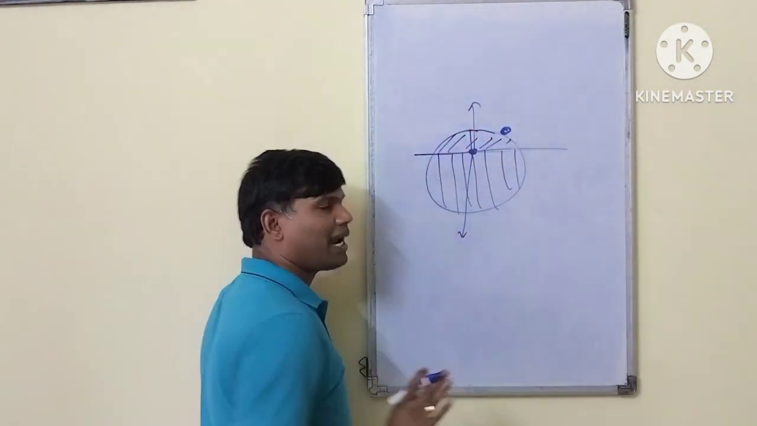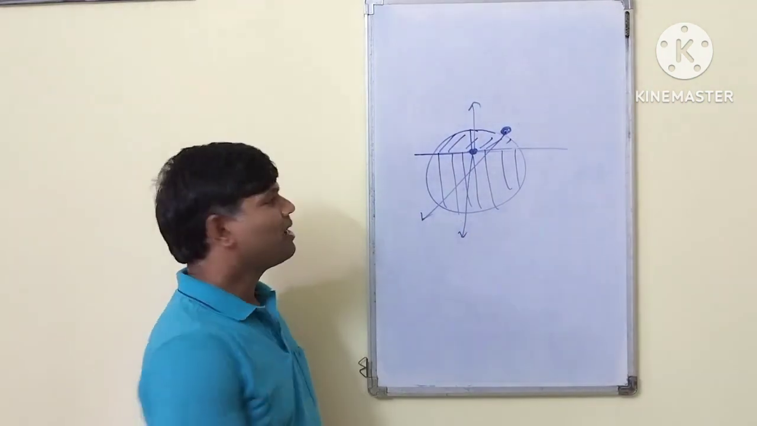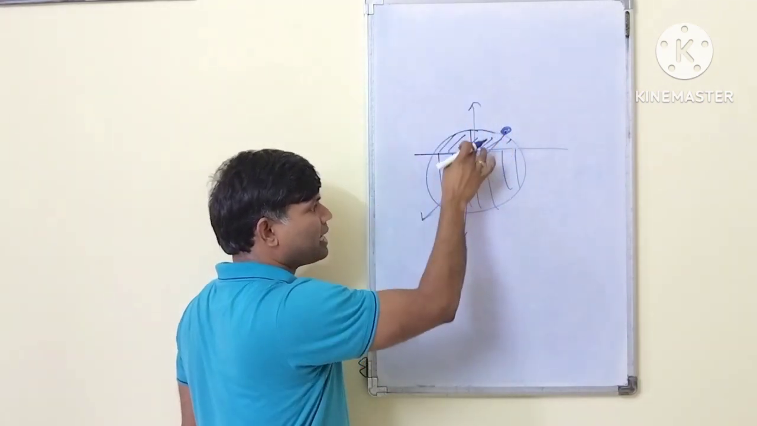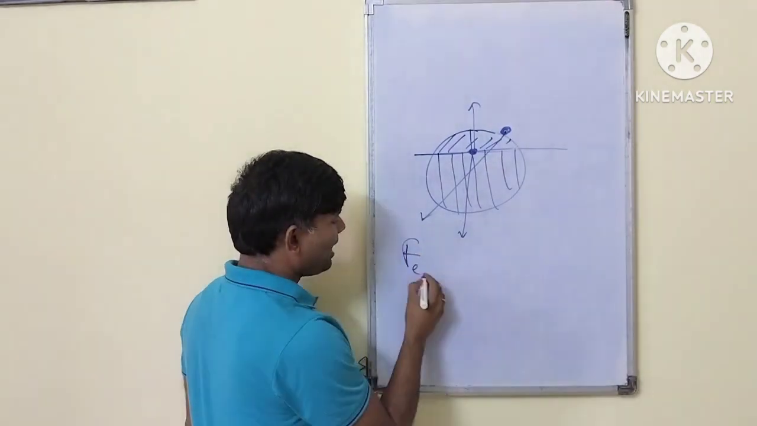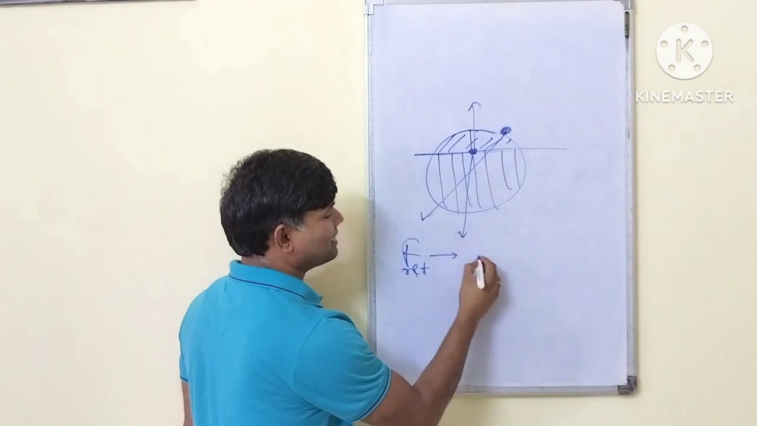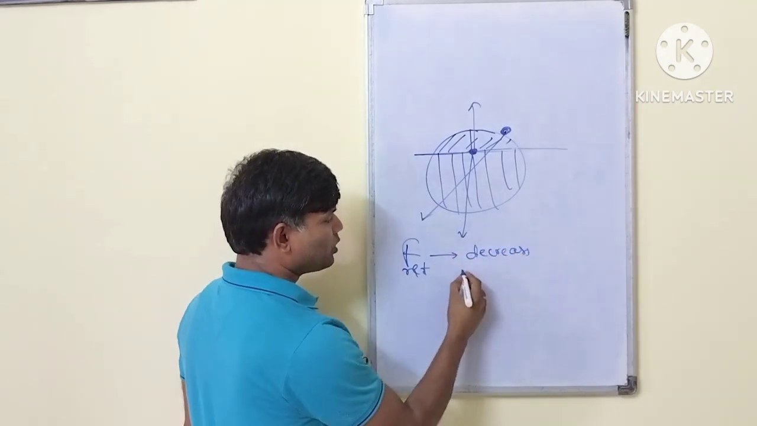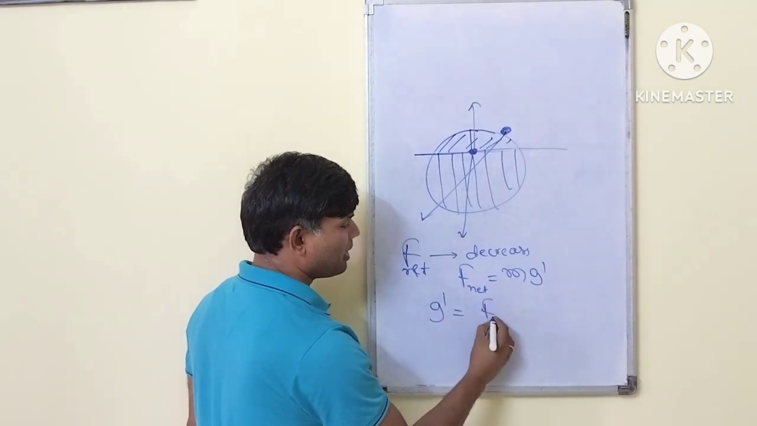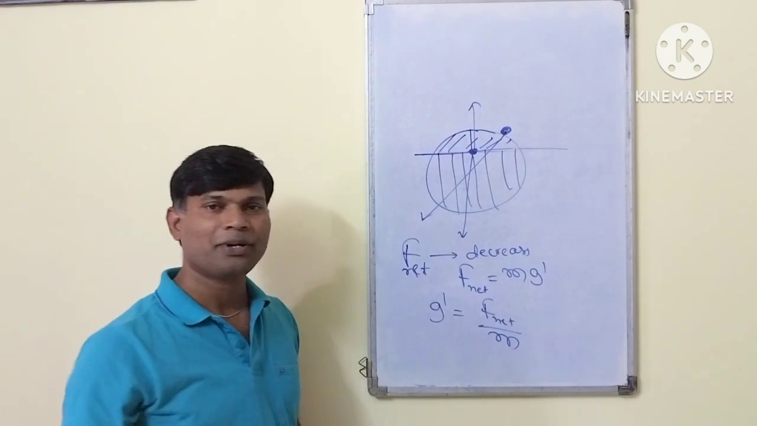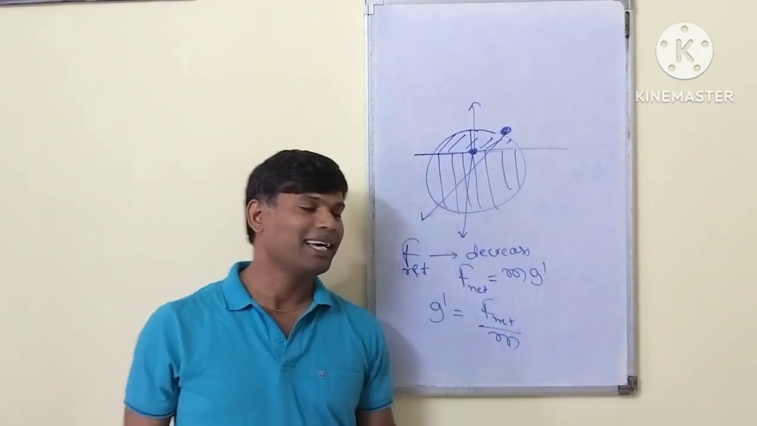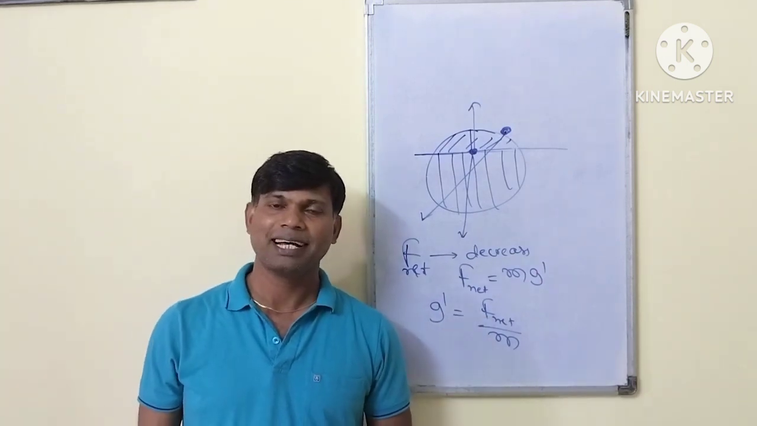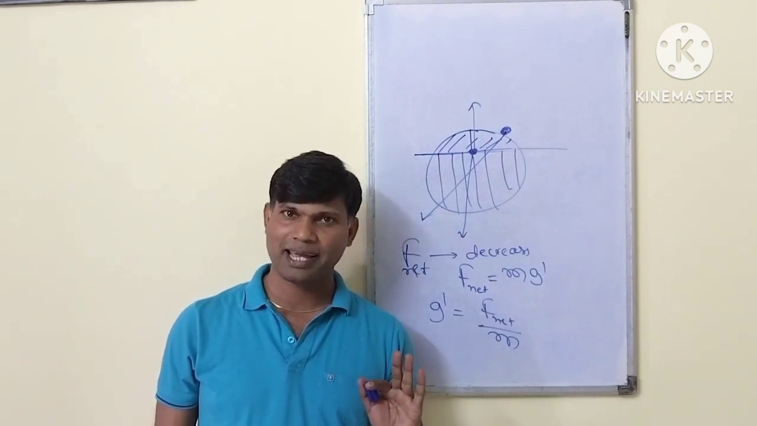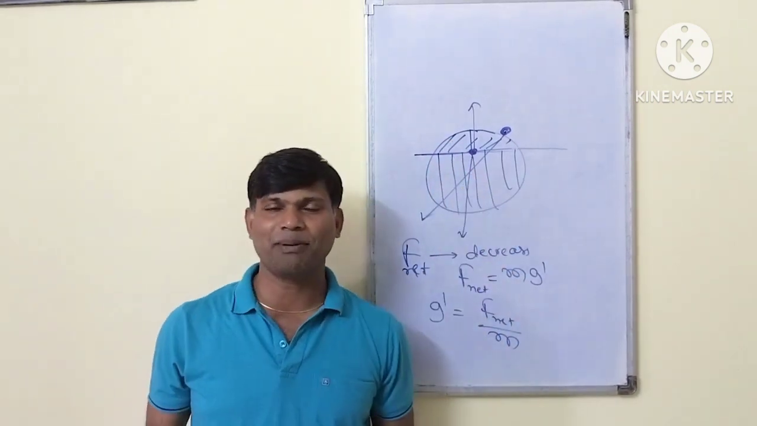Suppose you are here, the total mass of the earth will attract you in only one direction. But if you are inside the earth, at this point, one portion of the earth is attracting you in this direction, another portion is attracting you in this direction. The net force, F net, decreased. Agree? So F net equals M into g prime. So g prime is equal to F net by M. This M is fixed. If you are going inside the earth, this net force is decreasing, that is the net weight. That is why acceleration due to gravity decreases if you are going deep inside the earth. At the center, it will be zero. Okay?